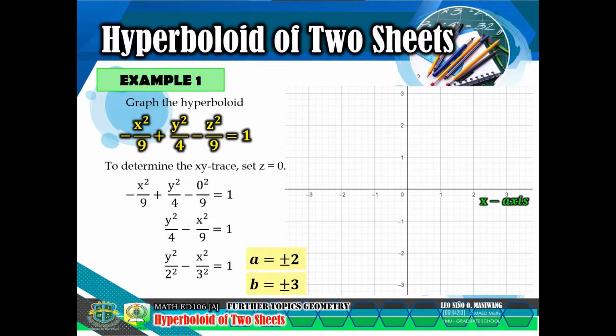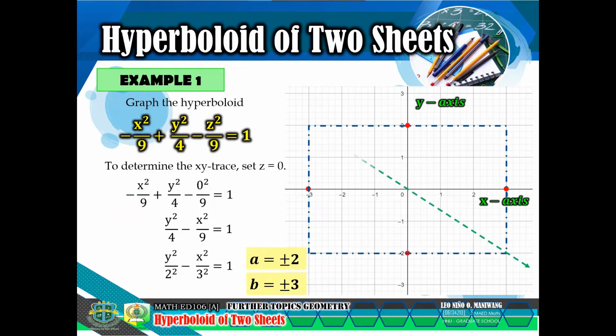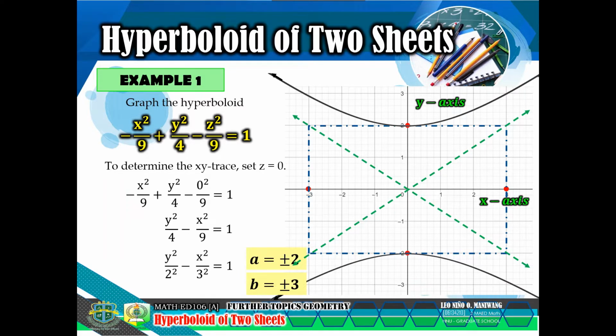So we have here the x-axis and the y-axis. We first graph our a. We have 0 and negative 2 and 0 and positive 2. Now we graph our b. We have negative 3 and 0 and 3 and 0. This time around, we trace our imaginary rectangle. Also, we trace the diagonal asymptotes. And since this graph is facing upward and downward, we graph our hyperbola, the upward, and the other one, this one. Now we are able to graph the hyperboloid of two sheets in the xy trace.